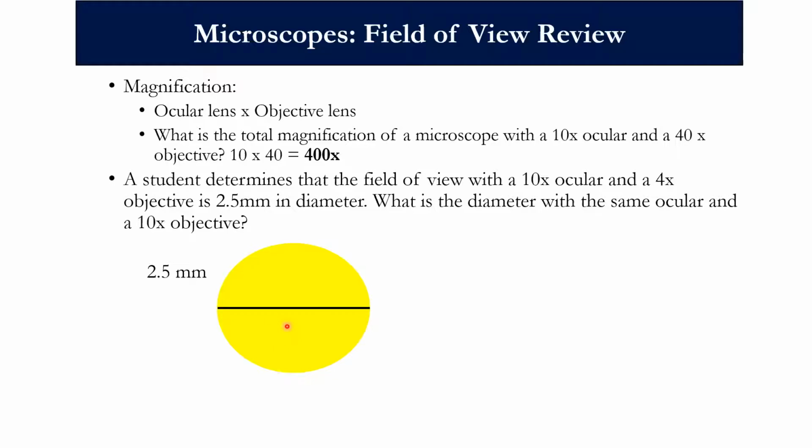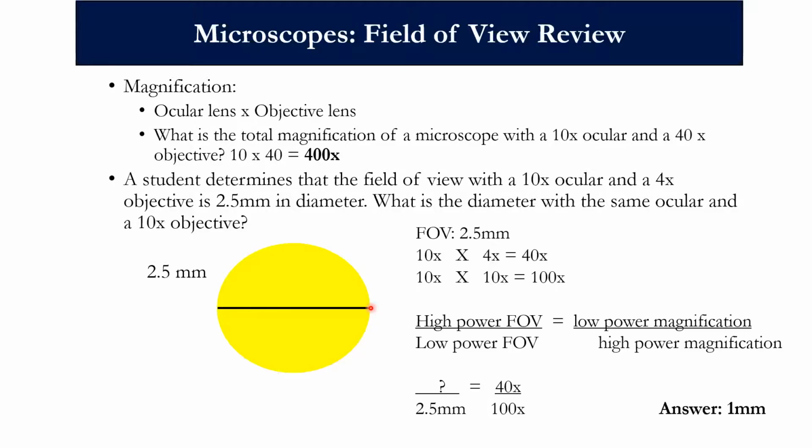So when you're at 4x objective lens, it's pretty easy to get in there with a ruler and see how big your specimen is. So pretend you're using your 4x scanning lens. You measure your specimen and it's 2.5 millimeters. What is the diameter with the same ocular and a 10x objective lens? So our field of view right now is 2.5 millimeters. We are using a 10x ocular magnification times our 4x objective lens magnification for a total of 40x magnification. But we want to know what if we went up to our 10x objective lens. Now we're going to be at 100x magnification.